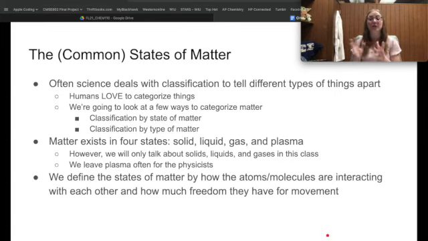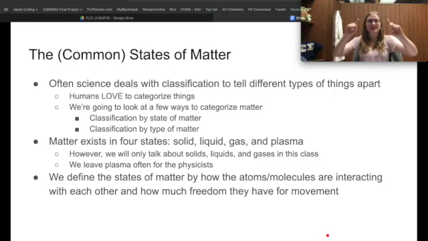So we're going to look at a few different ways that you could categorize matter. I've been saying states of matter, but we'll also talk about the type of matter as well, like what kind of atoms and molecules make up the matter. So we've got two different branches here, two different trees, state of matter versus type of matter, and we can classify the same substance by two different sets of criteria.